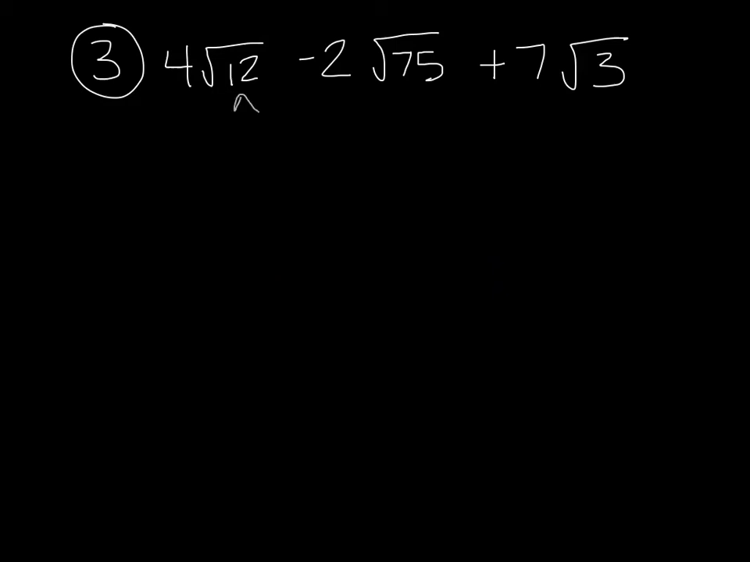Well, I can simplify 12. So 12 is 2 and 6. 6 is 2 and 3. You have a pair of 2's. Now be careful. I have that 4 out front. So when I pull that 2 out, it's actually multiplying. So 2 times 4. So you get 8 square root of 3 because you had that leftover 3.